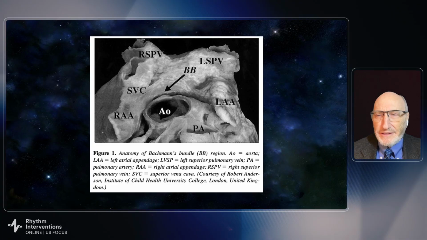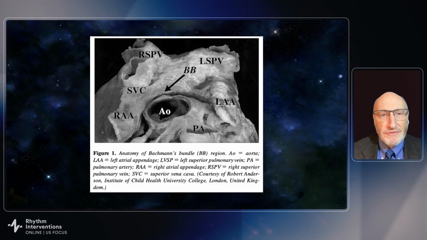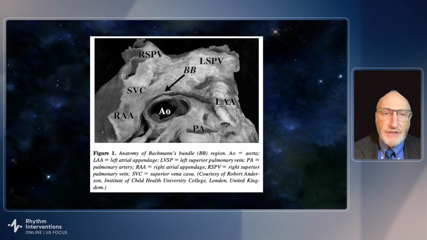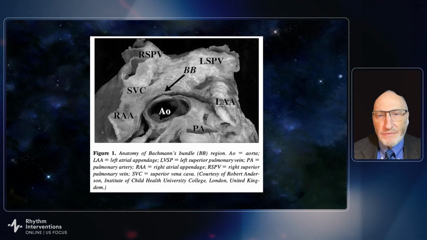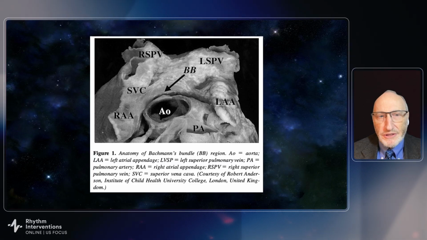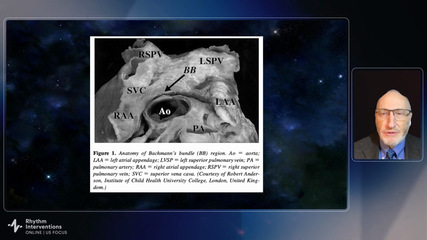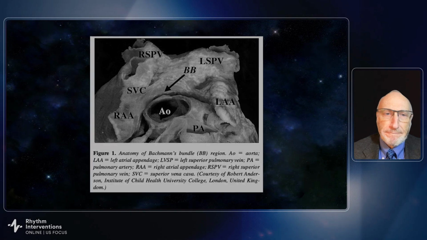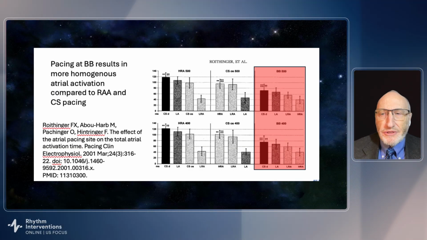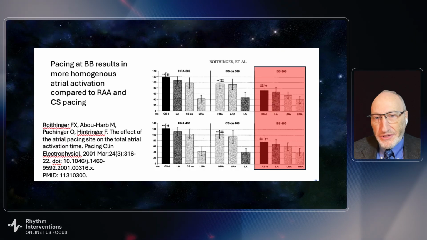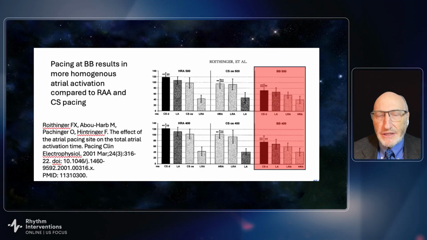Back in 1912, I think, Dr. Bachmann described the exterior fibers that connect the left to right atrium. The origin of Bachmann's bundle is near the crista terminalis at the junction of the SVC and the right atrium, so quite near the sinus node, and it acts as a conduit for activation into the left atrium from the right. So the idea was to pace in this area, and initially we had to define it.